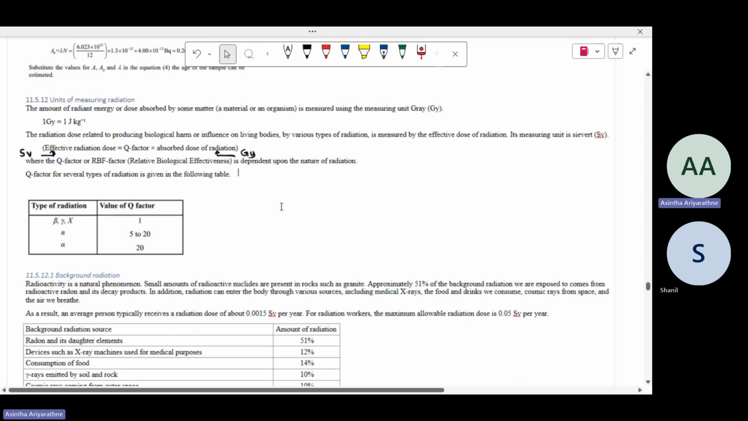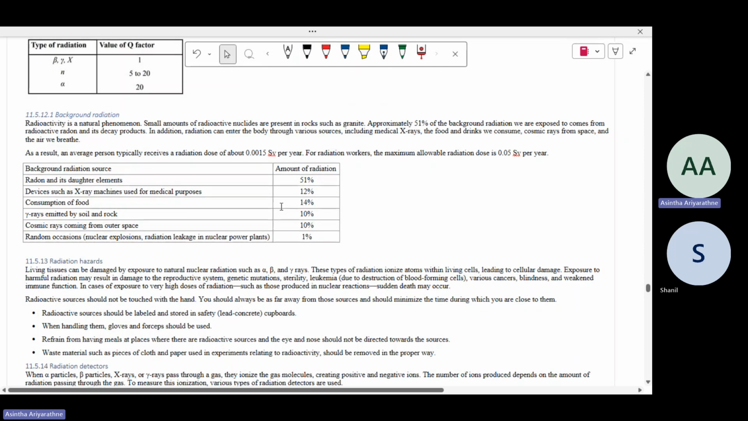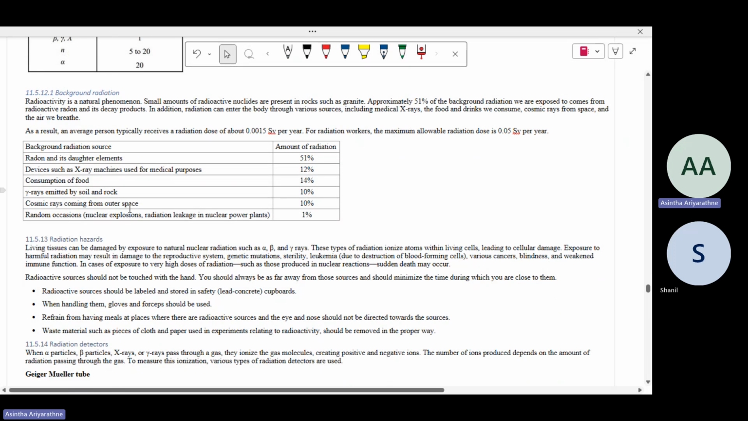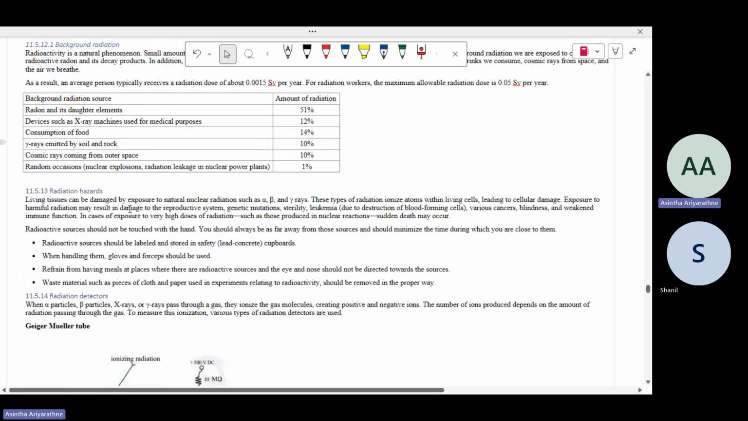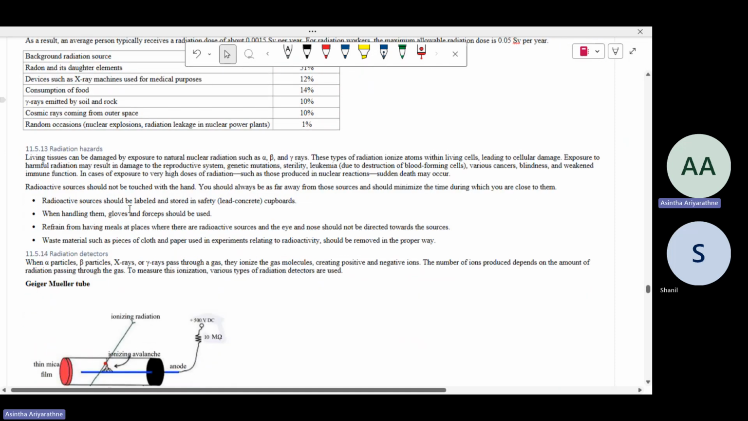Then these are background radiation, the ways. So you can just go through this, some theories, of how radiation enters our body mainly. These are from devices such as X-ray machines, consumption of food, gamma rays, and radiation hazards.